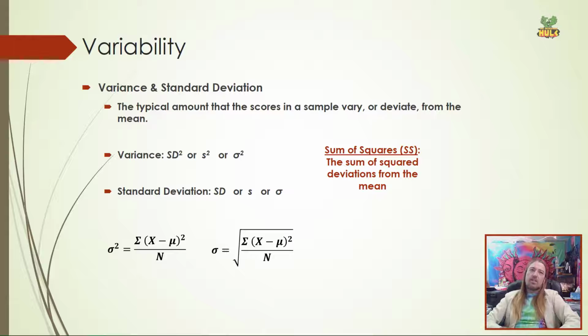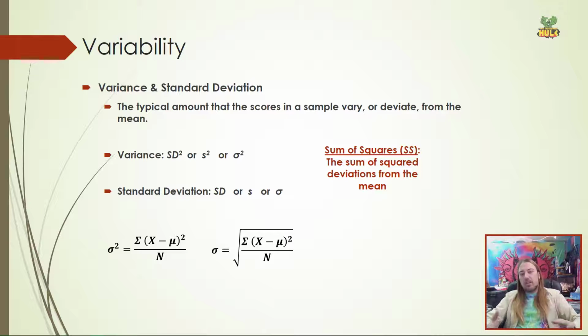It's basically saying that any score in a data set is likely to differ somewhat from the average. You might be slightly above average on something, you might be slightly below average on something, you might be really highly above average on something, or really way below average on something.